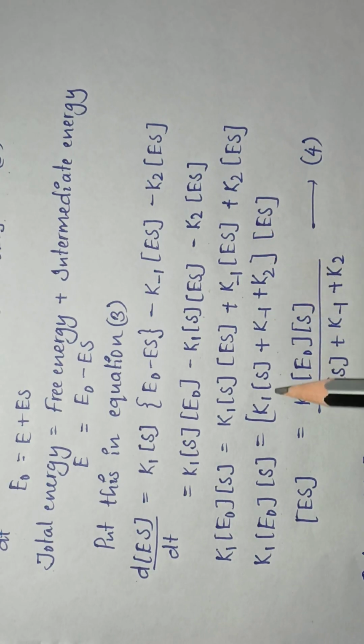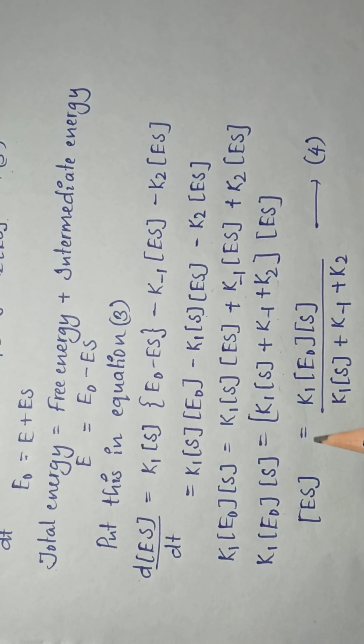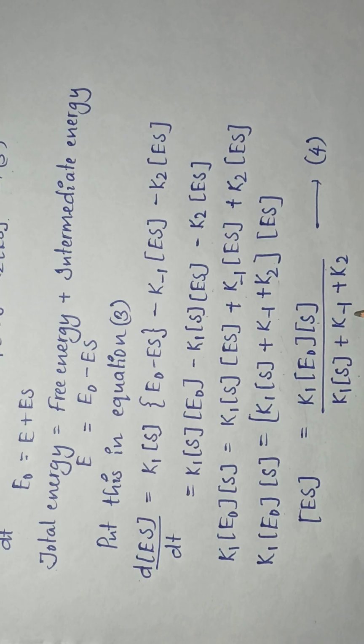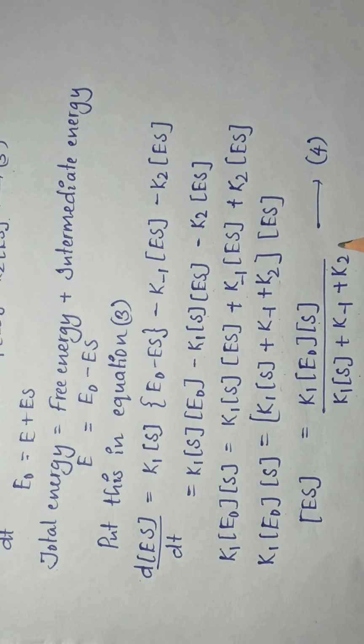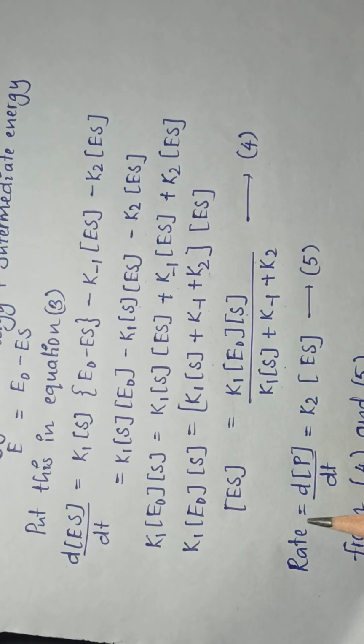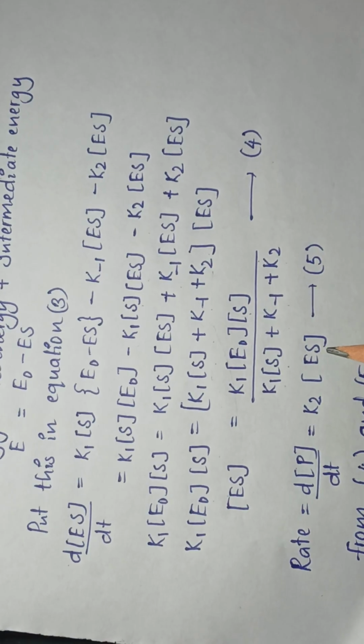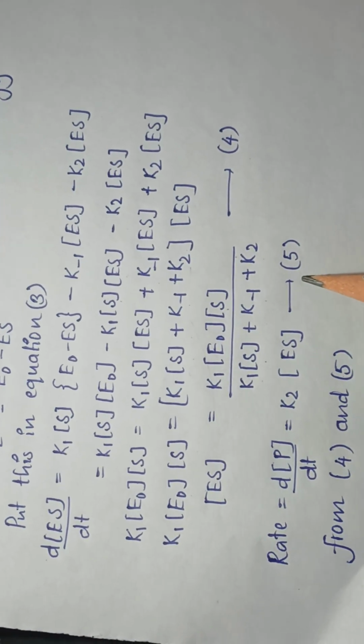So we bring this equation below. It becomes [ES] is equal to k1[E0][S] divided by k1[S] plus k-1 plus k2. This is taken as equation number 4. Here we consider the rate is equal to d[P]/dt, which becomes k2[ES]. That is taken as equation number 5.